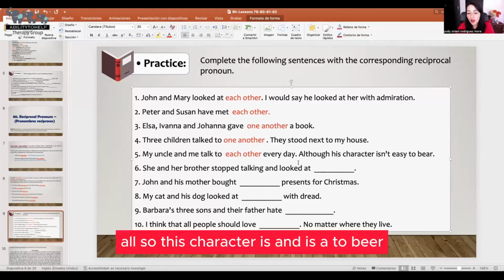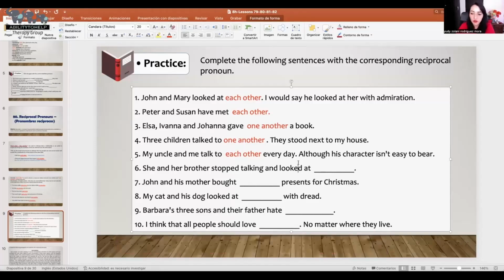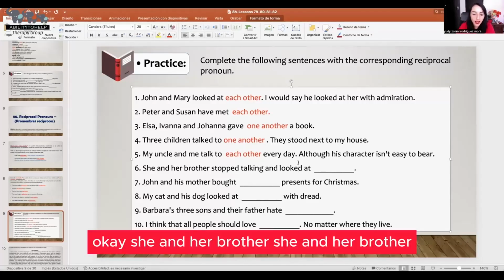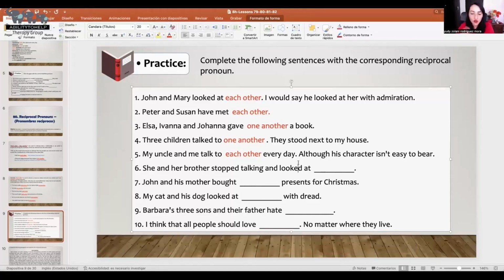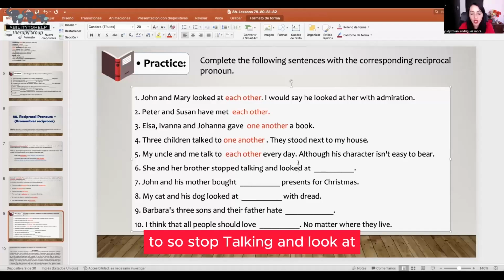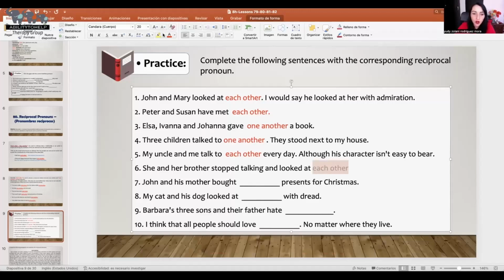So although this character isn't easy to bear. Okay, she and her brother. She and her brother, I'm talking about 2. So stop talking and look at is not good. So I have to write it each other. Each other, because I'm talking about she and her brother. Stopped talking and look at each other.